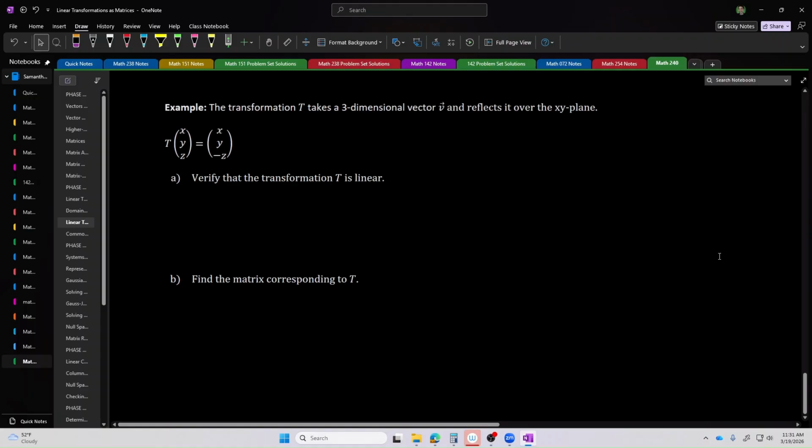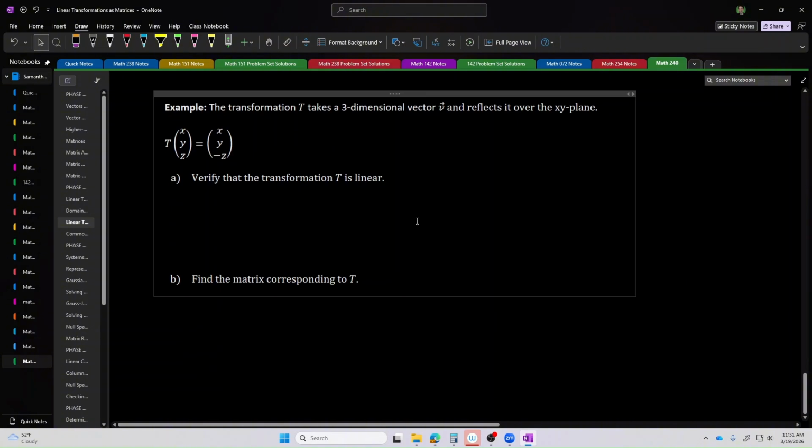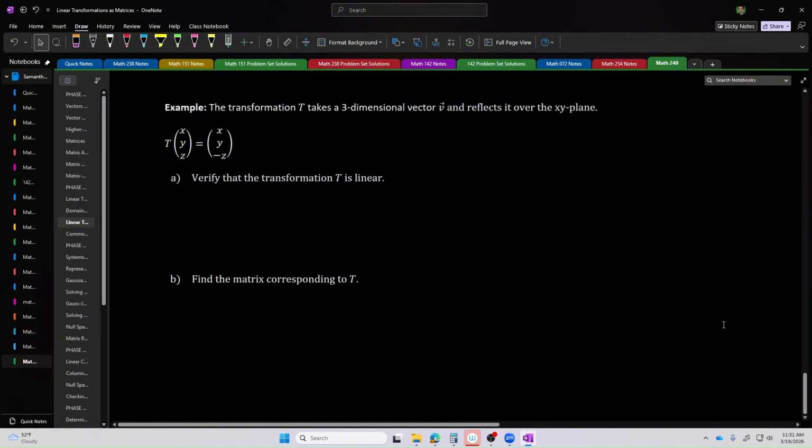Let's do one more example of finding the matrix corresponding to a given linear transformation. Let's go ahead and consider this transformation T applied to a three-dimensional vector x, y, z.